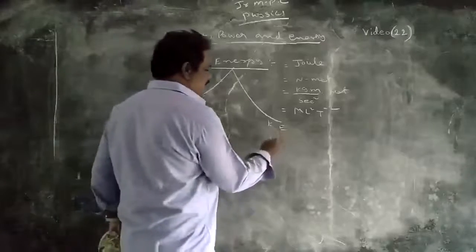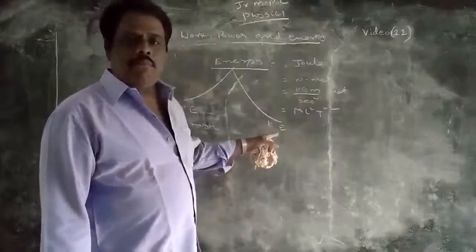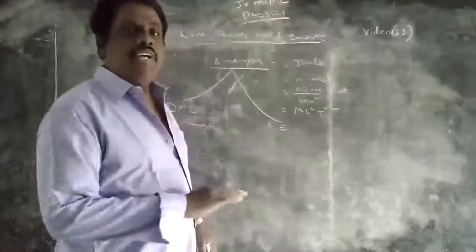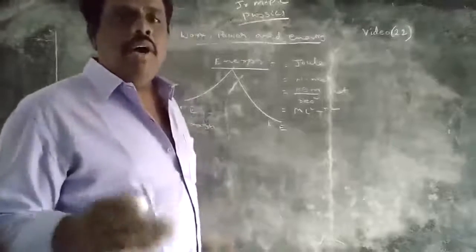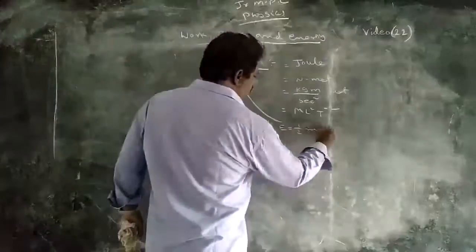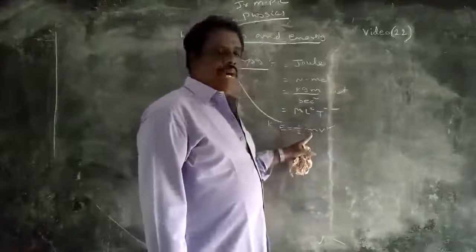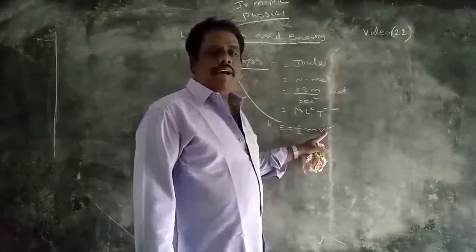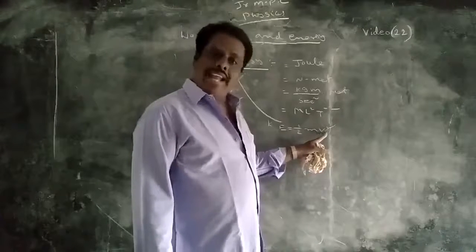Then kinetic energy. Kinetic energy is defined as energy possessed by virtue of its motion. That means bodies which are in motion have kinetic energy. So the kinetic energy formula will be half m v square. Here, m is again the mass of the body, v is the velocity of the body. So it depends upon mass and velocity.